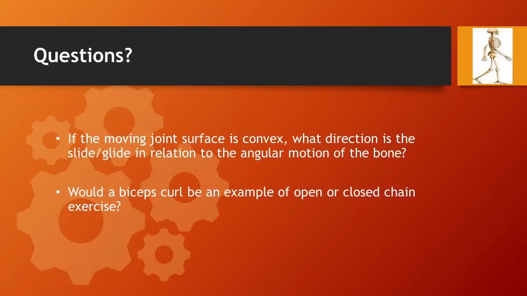I do have a couple questions though for the audience. Number one being, if the moving joint surface is convex, what direction is this slide or glide in relation to the angular motion of the bone? Number two, would a biceps curl be an example of an open or closed chain exercise?